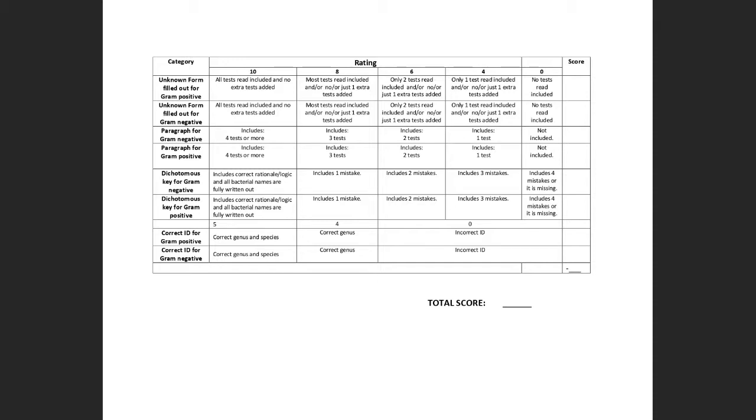All right, the next 2 lines are related to the paragraphs. Now, the description of the paragraph, you have it in the instructions in the virtual mix unknown document. But if you include in your reasoning 4 tests minimum or more, you will get the 10 points for the gram negative and the 10 points for the gram positive.